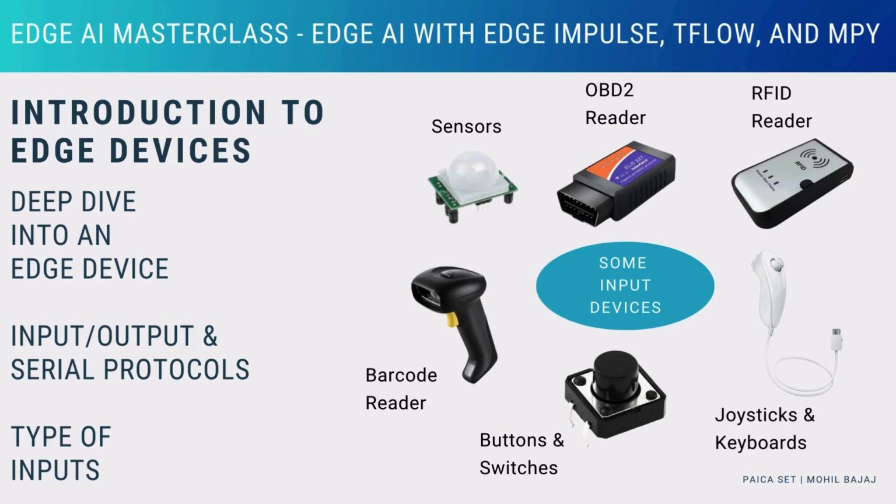Input devices are hardware that help gather information from the environment. This information is then processed locally by edge devices to generate insights on which actions can be performed. Pretty straightforward, right? With that out of the way, let's look at some common input devices used in edge AI. Sensors collect data from their environment. This could be temperature, motion, or even humidity.